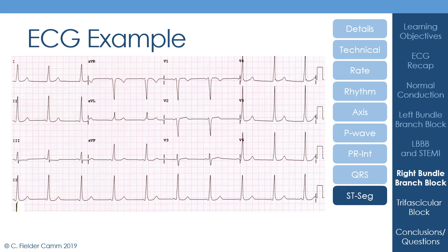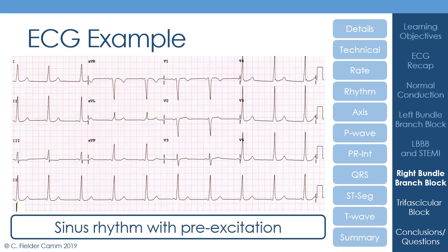ST segments appear to be normal, and the T waves are not particularly abnormal. You may pick out that there appears to be a flat, maybe slightly inverted T wave in lead 3, but I don't think that is pathological. So in summary, this is sinus rhythm with what's called pre-excitation. That's signs of an accessory pathway pre-exciting the ventricle before the AV node is able to depolarize it normally.